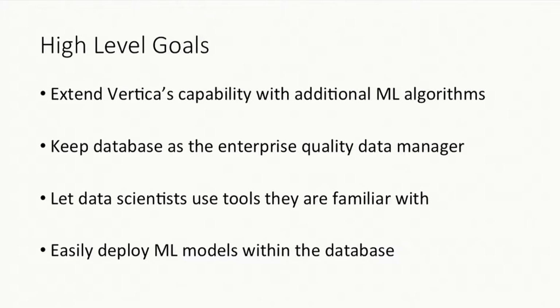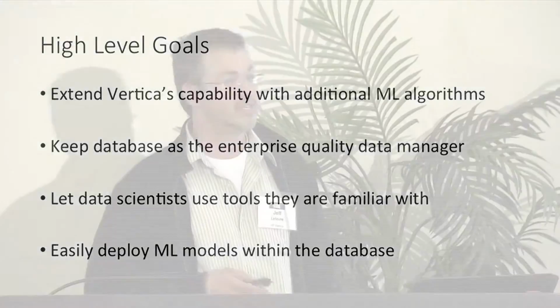Then we'd like to let data scientists use the tools that they're familiar with. By reaching out to these engines, they can continue to use their favorite statistical tools, such as R, and do the work in that engine. We'd like to export the database data from Vertica directly to their engines so they can do their work there. Once they're done training and creating their models, we want to make it easy for them to push the model back into the database, and then inside the database we can do in-database scoring of database data.